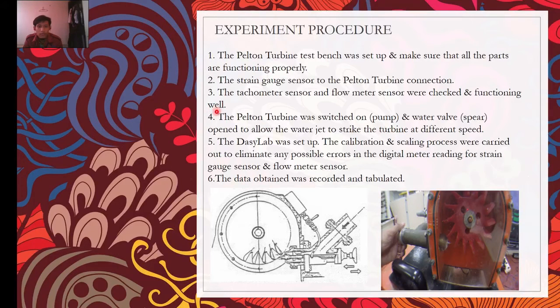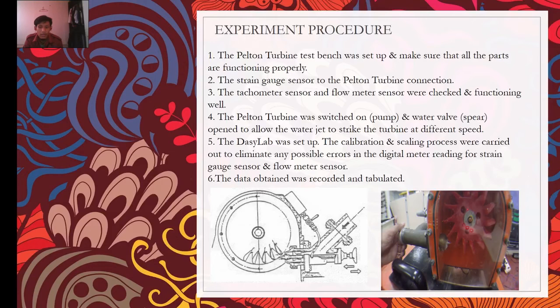So the Pelton turbine was switched on. We usually switch on the pump and the water valve. This is the water valve, and we know it's a sphere. We must loosen it to make the diameter of the nozzle become closed or bigger, depending on the different speed. So the fifth is the DaisyLab.